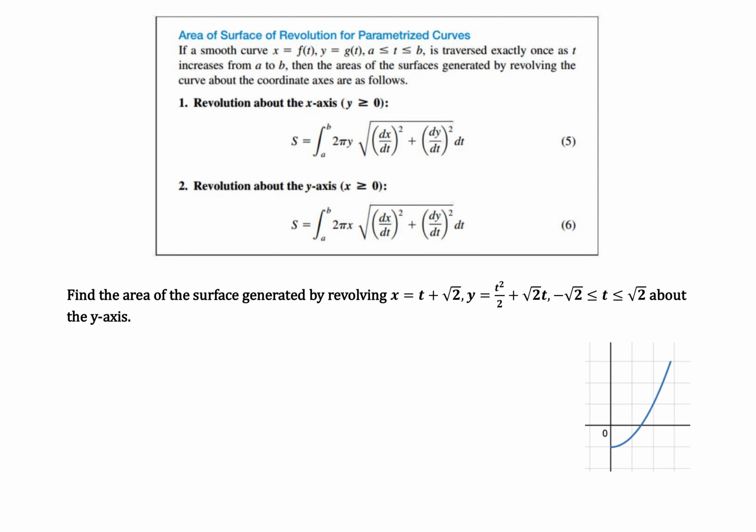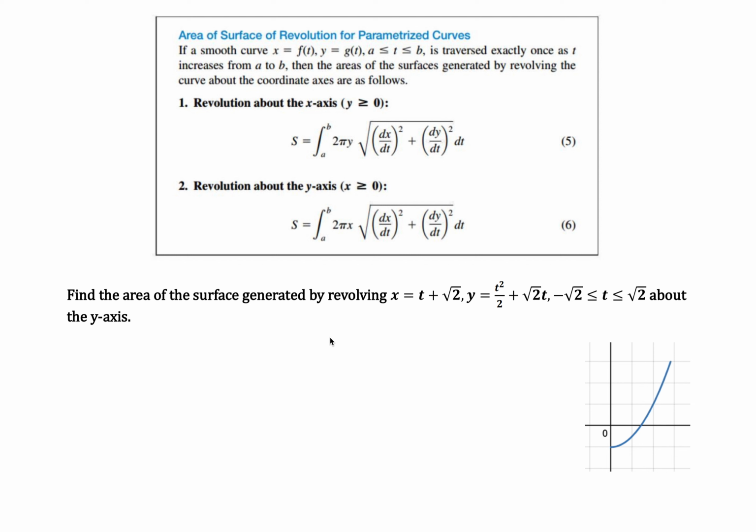Depending on whether we're revolving about the x or the y-axis, we're going to use either the first or the second formula. They're very similar. The only difference in the two formulas is having a y or an x here. If we're revolving about the x-axis, we're going to have a y inside the integral. If we're revolving about the y-axis, we'll have an x. Otherwise, they're identical. But notice that you will have to differentiate your x and your y for both of them.